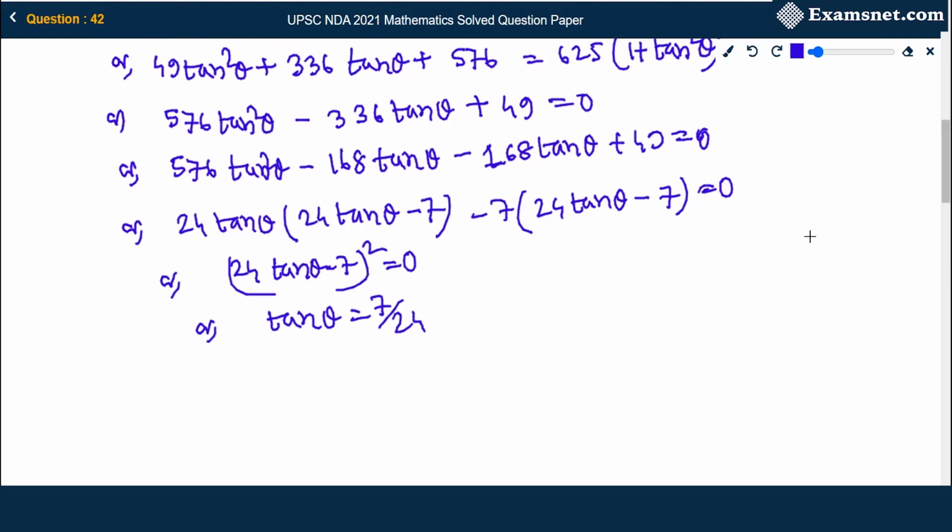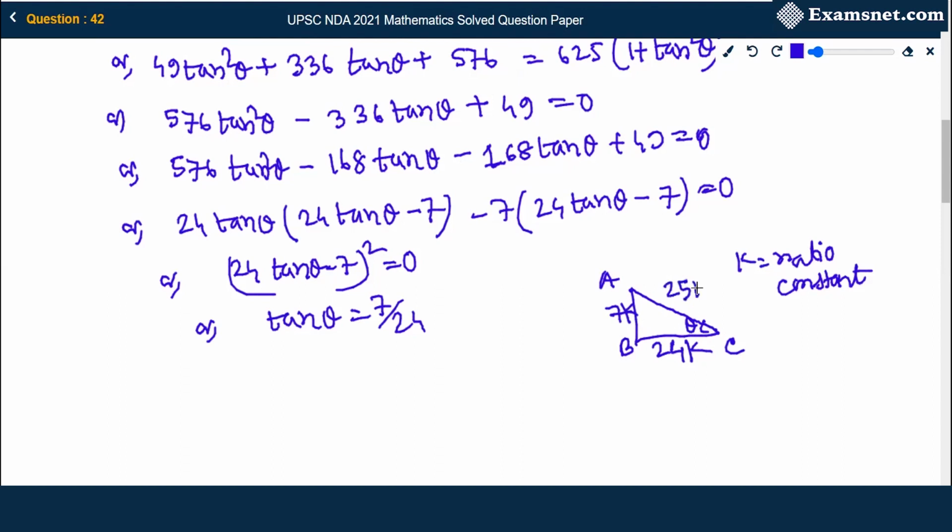Now through the triangular method, since tan theta equals 7 by 24, if I draw a triangle ABC where C is considered as angle theta, that means this side is 7K and this is 24K, where K is the ratio constant. Okay, after that we can find the value of AC with the help of Pythagoras theorem. That will give us 25K.